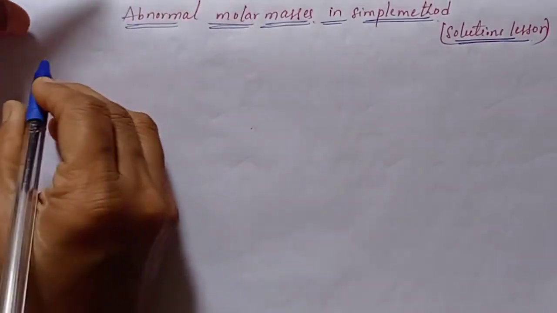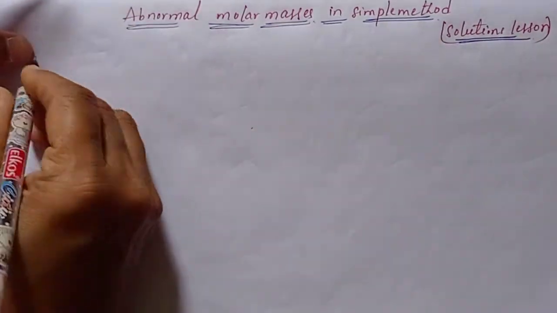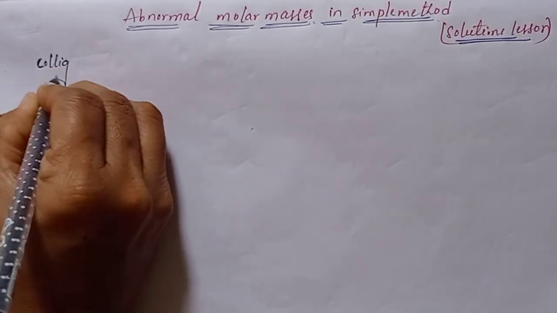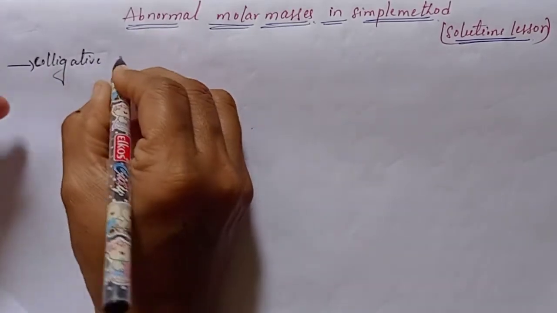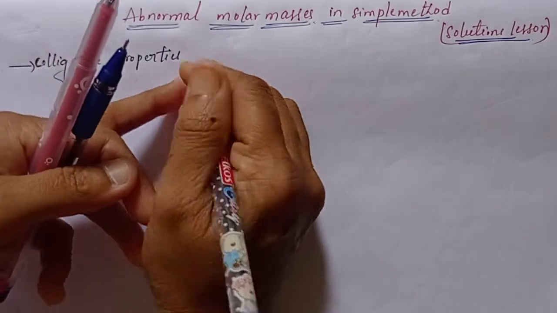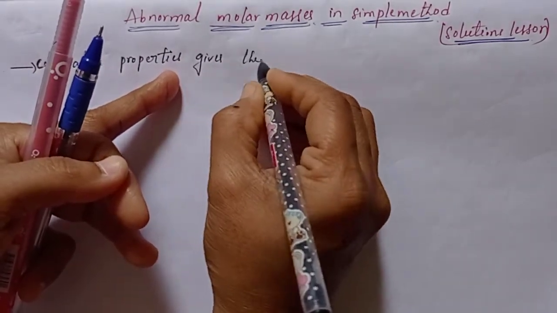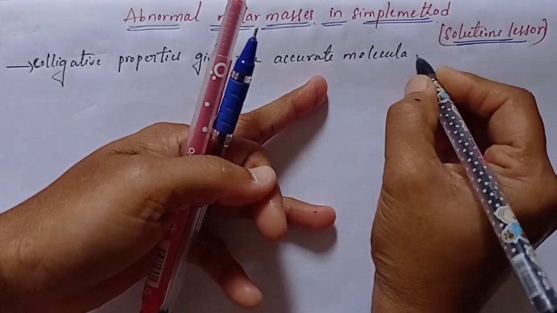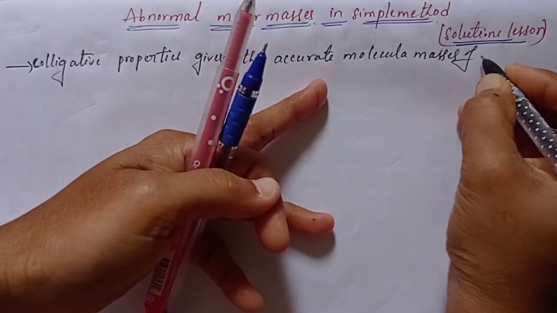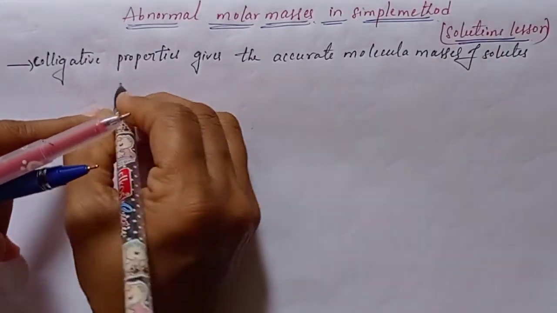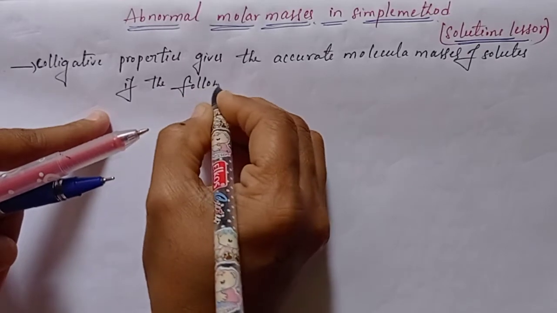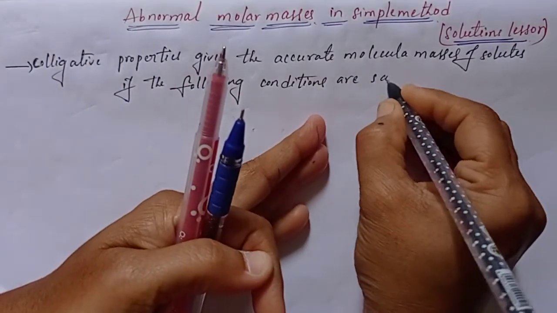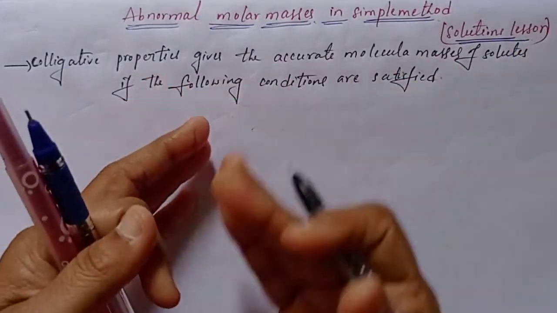Clear this one? So colligative properties give the accurate molecular masses of solutes if the following conditions are satisfied. So what are the conditions, students?